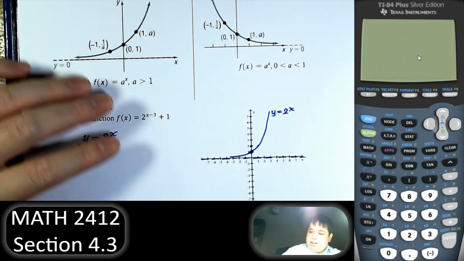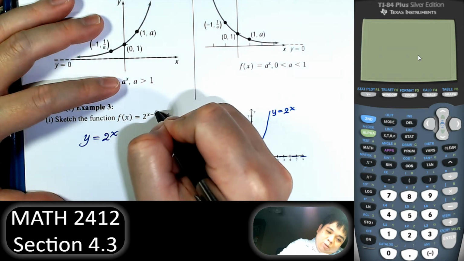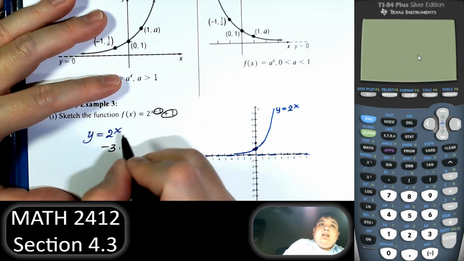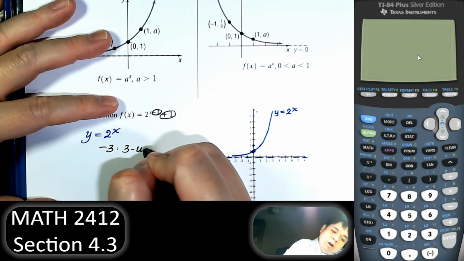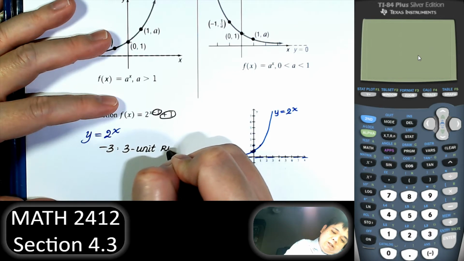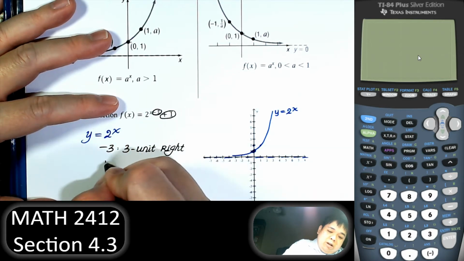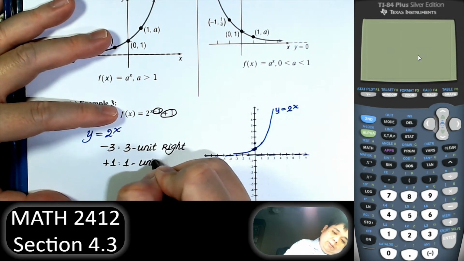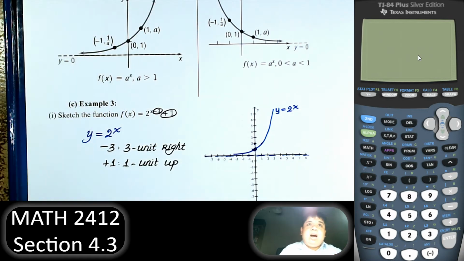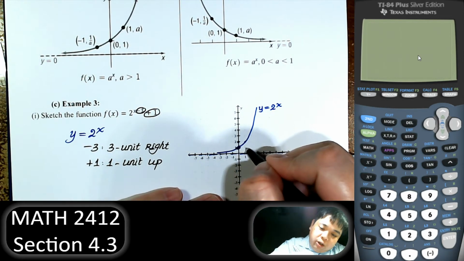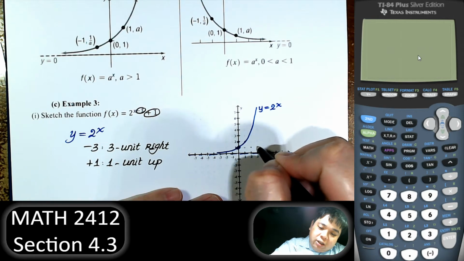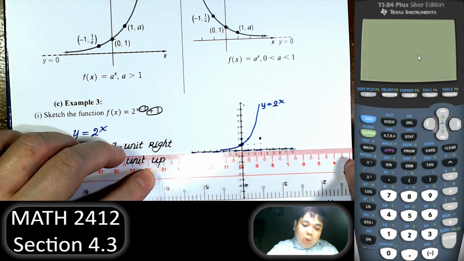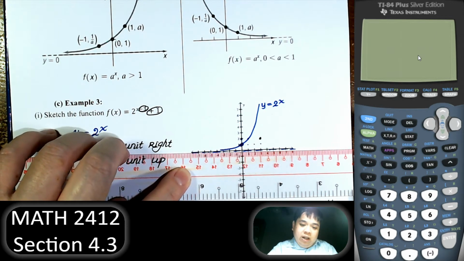Now what we have is minus 3 and plus 1. So minus 3 in the exponent means we move 3 units to the right, and plus 1 means 1 unit up. Based on that function, pretty much we have this point 3 units to the right and 1 unit up. And the horizontal asymptote is still the same line, moved 1 unit up.